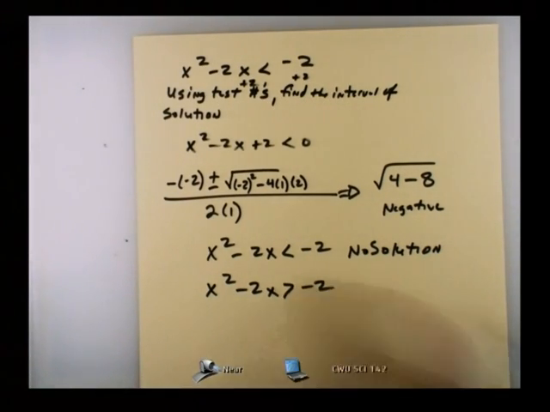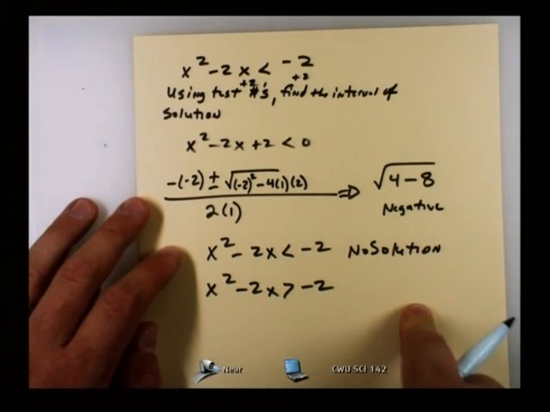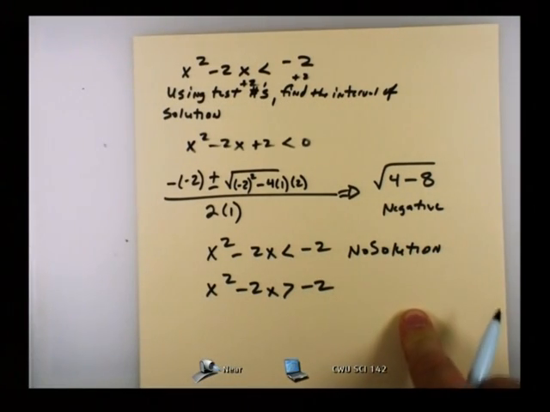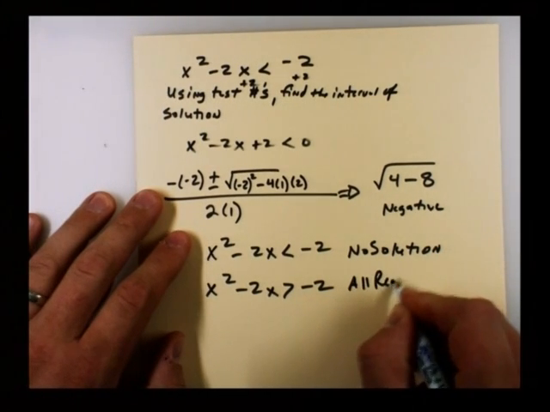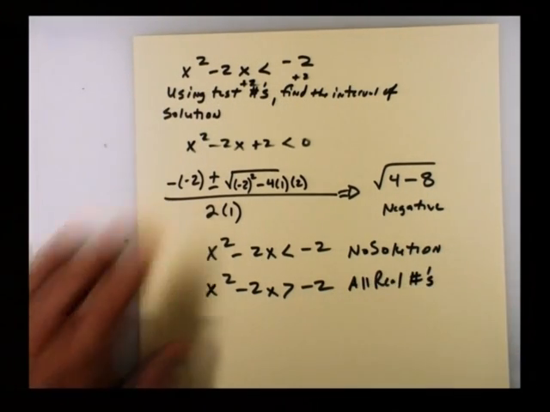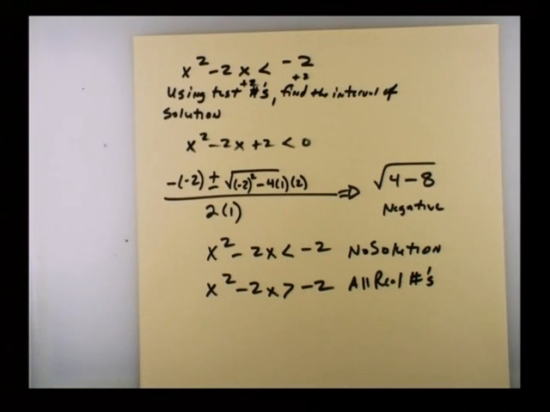If this one has no solution, there's no number that makes it true, then by both looking at the graph and by deduction, we can say that this one has all real numbers. In other words, for any number you plug in, x squared minus 2x is greater than negative 2. Interesting, fun problem we run into with these. Let's stop, check up questions on that.